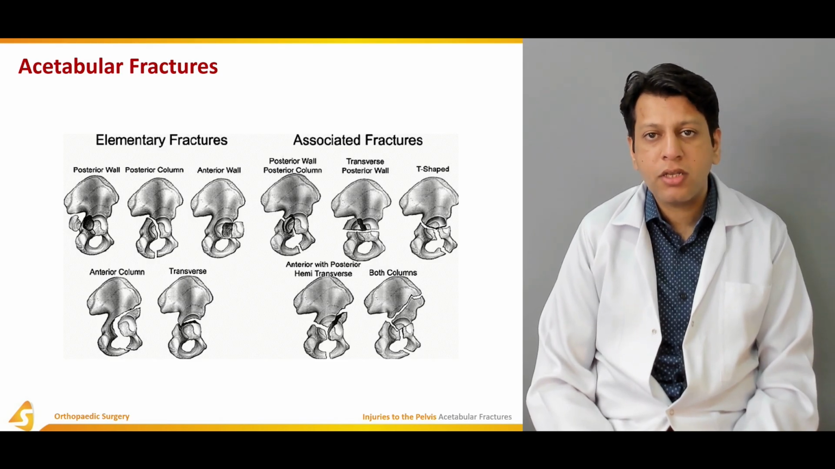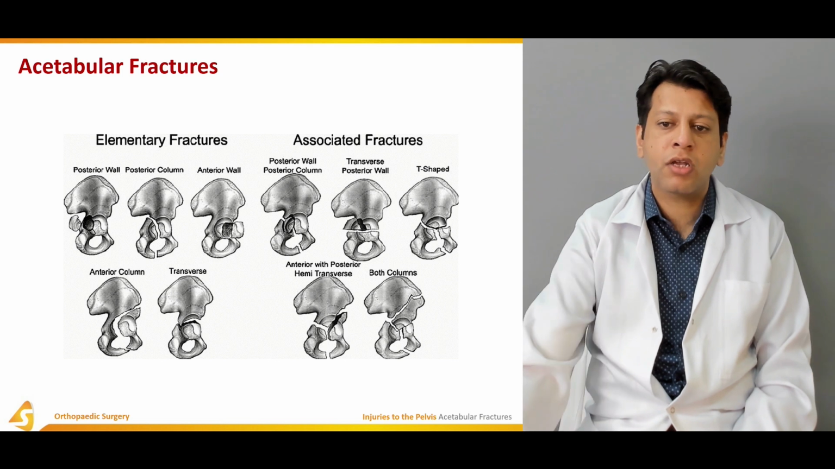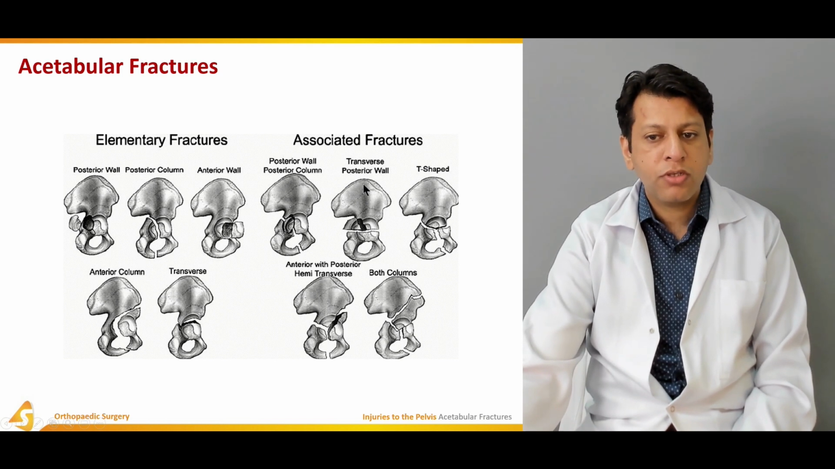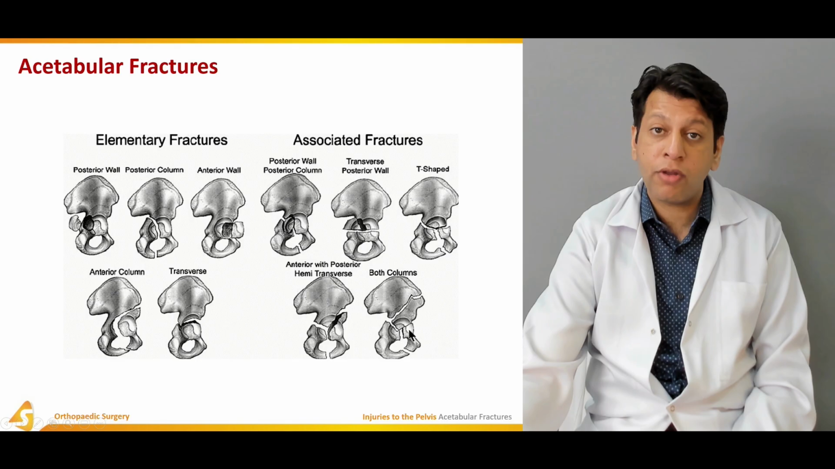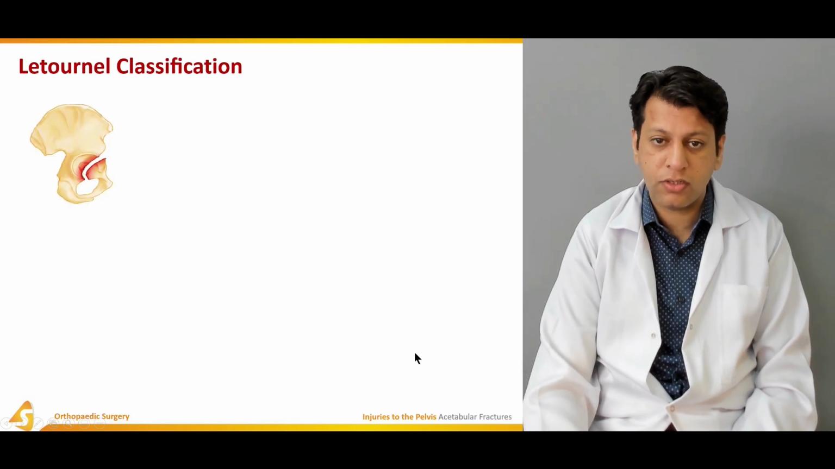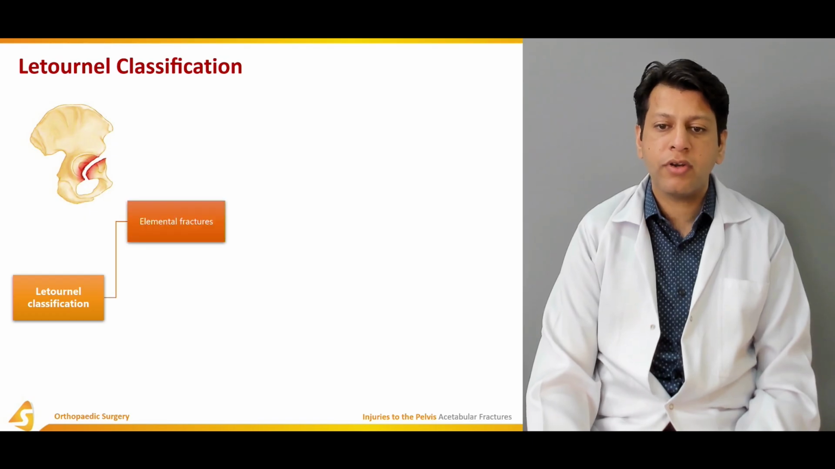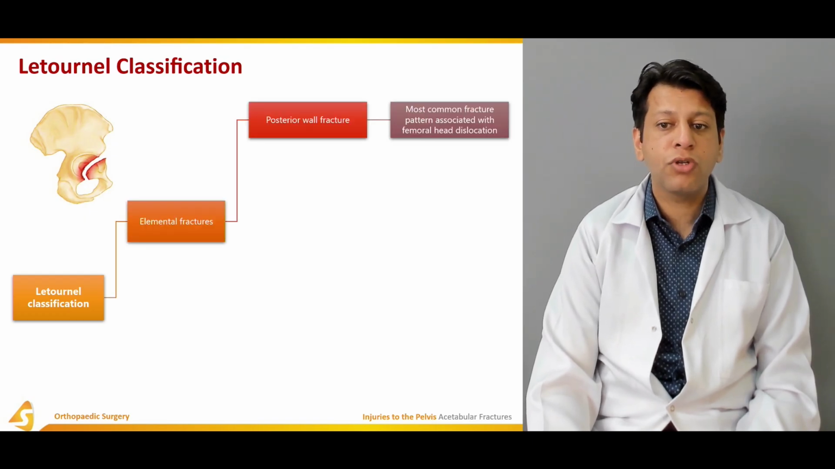Now, combinations can form the associated fractures. The combination could be posterior wall and posterior column, a transverse fracture with a posterior wall fracture, a T-shaped fracture, an anterior wall or column with a posterior hemitransverse fracture, or an anterior and posterior column fracture, or both column fractures. Letournel classified them into different elemental fractures, as I just told you.